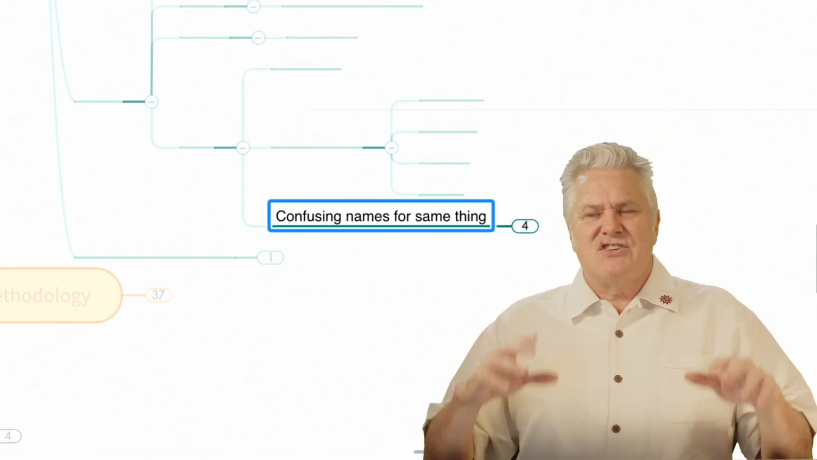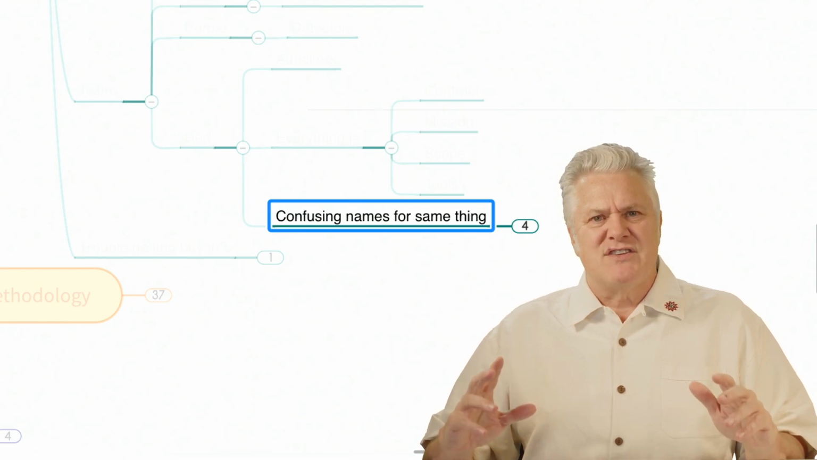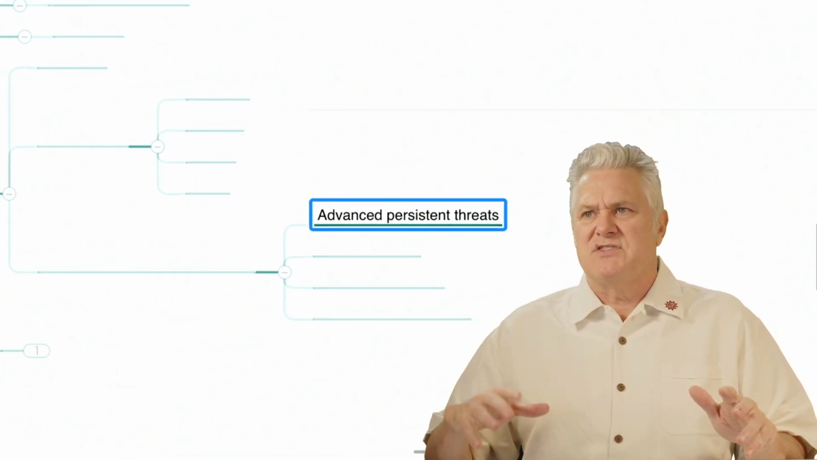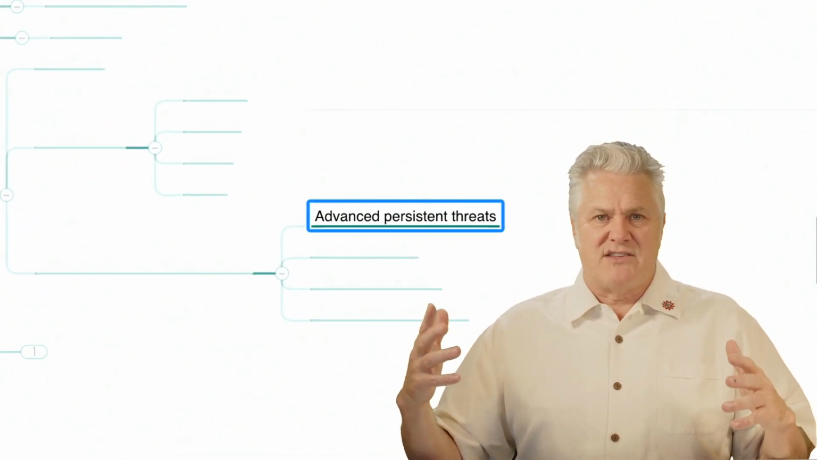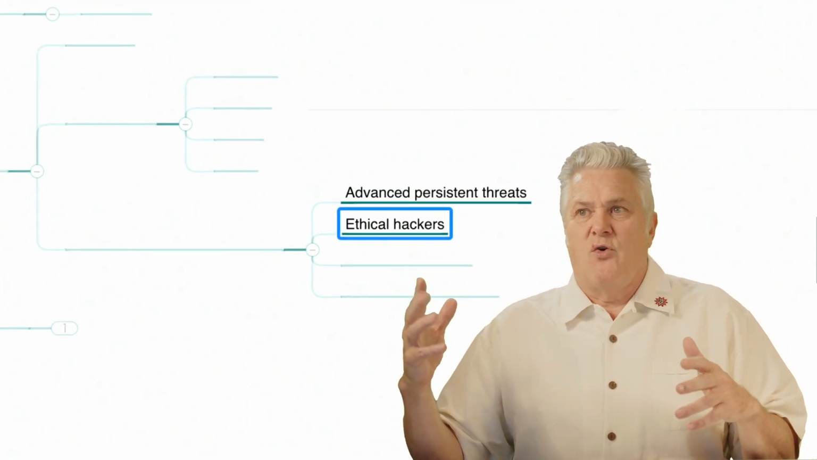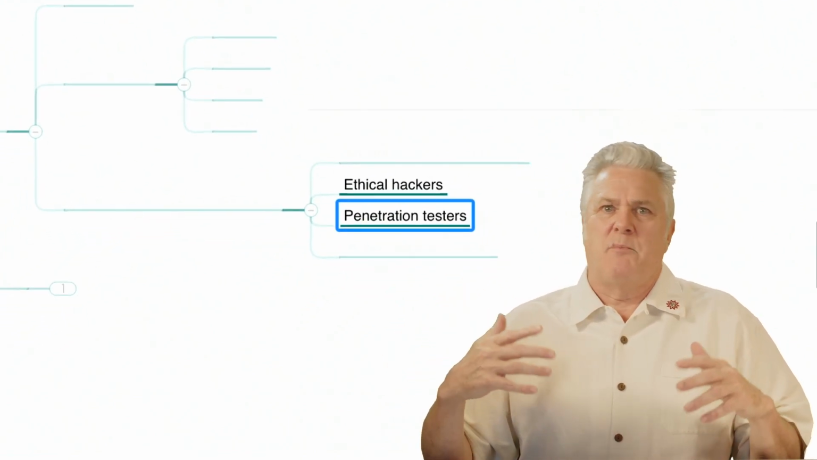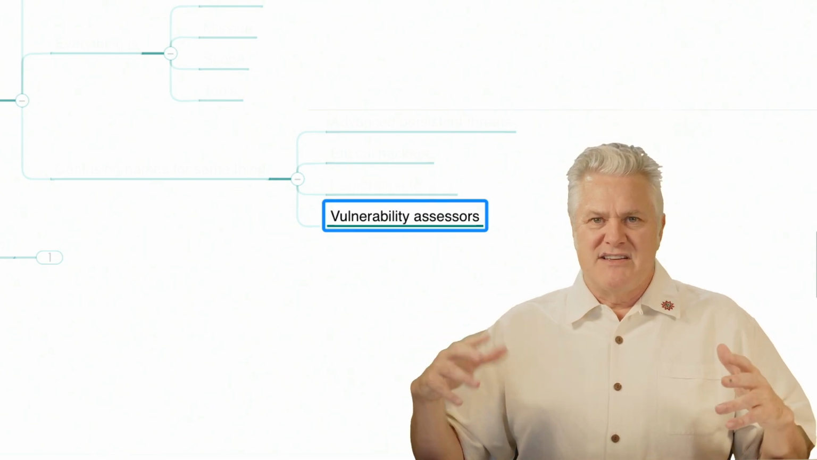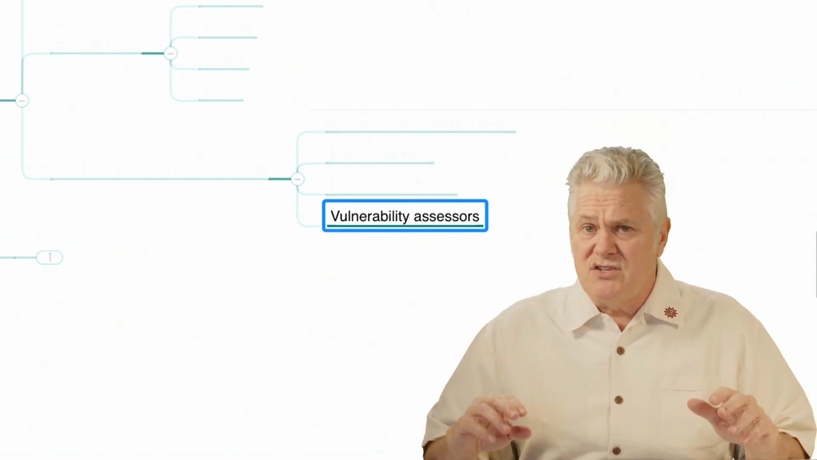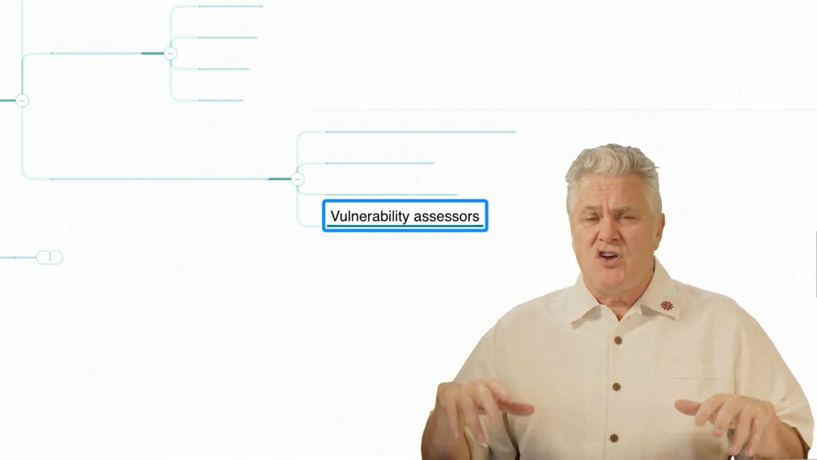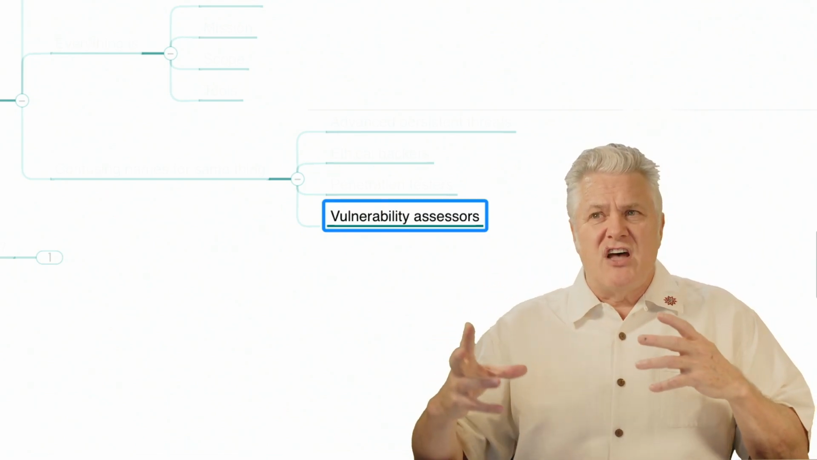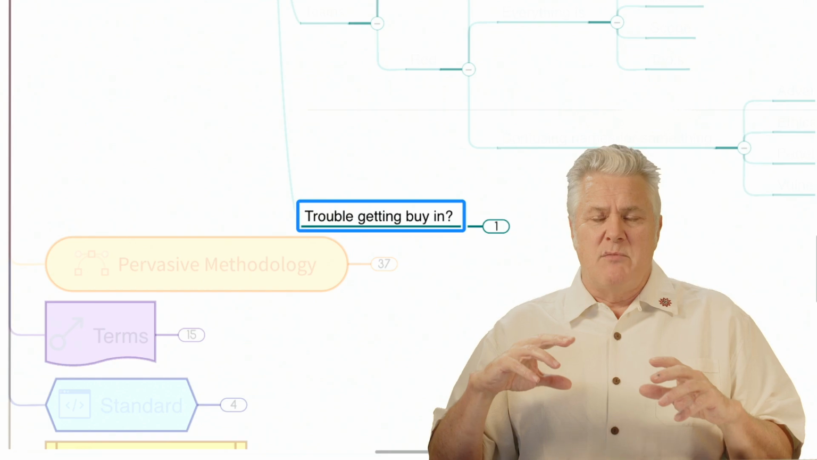It's confusing because there's a lot of names for the same thing out there. You might hear people say advanced persistent threats or APT testing, or red teaming, or ethical hacking, or penetration testing, or vulnerability assessors. And it really comes down to what's the contract, what's the scope, what tools will they allow you to use, and you really have to suss all of that stuff out at the very beginning.